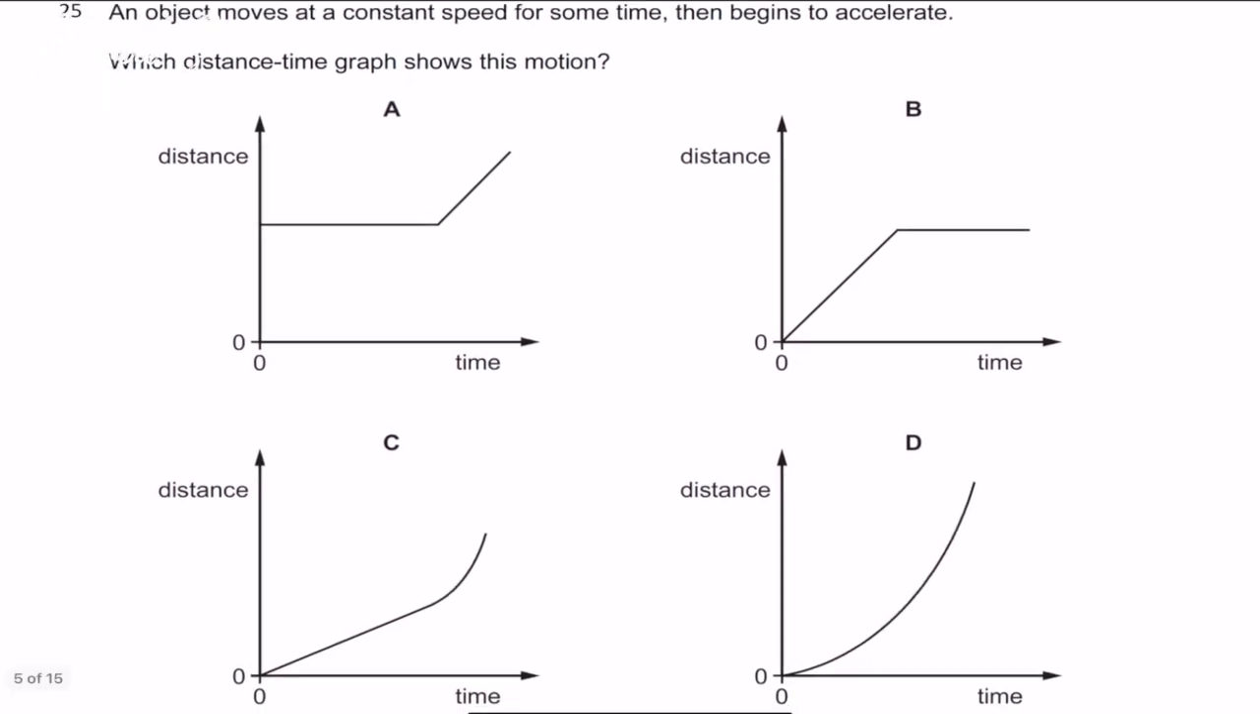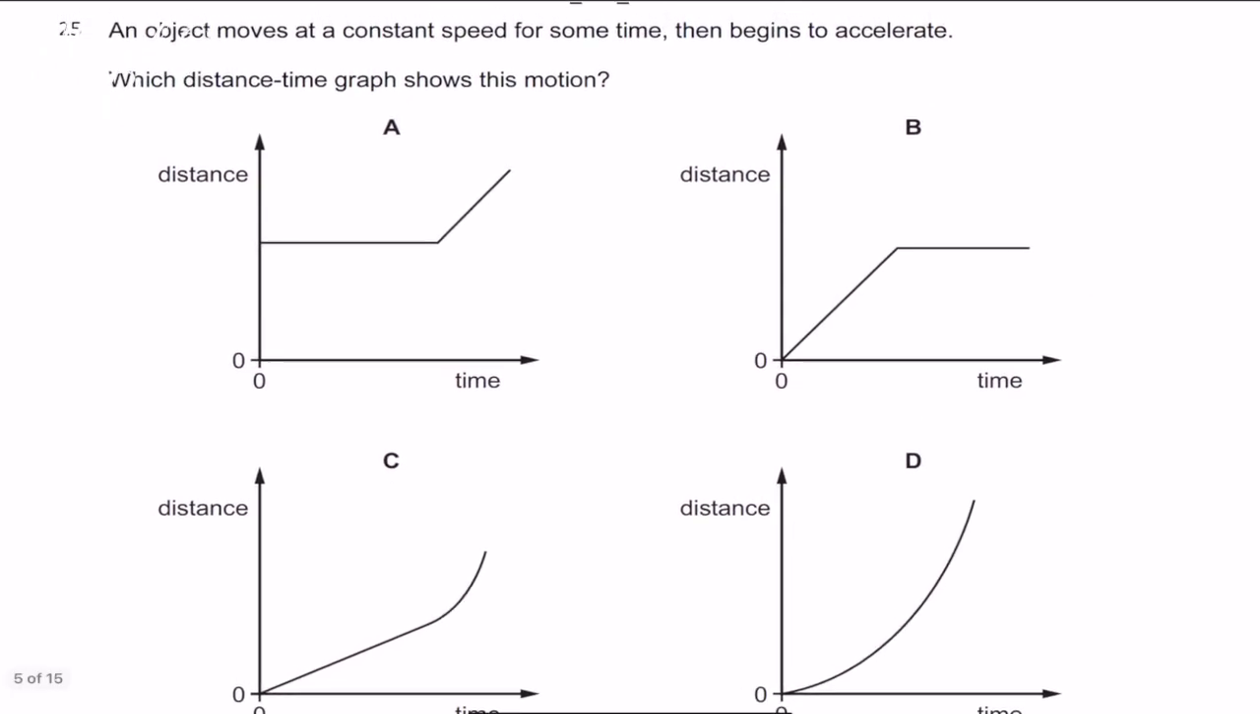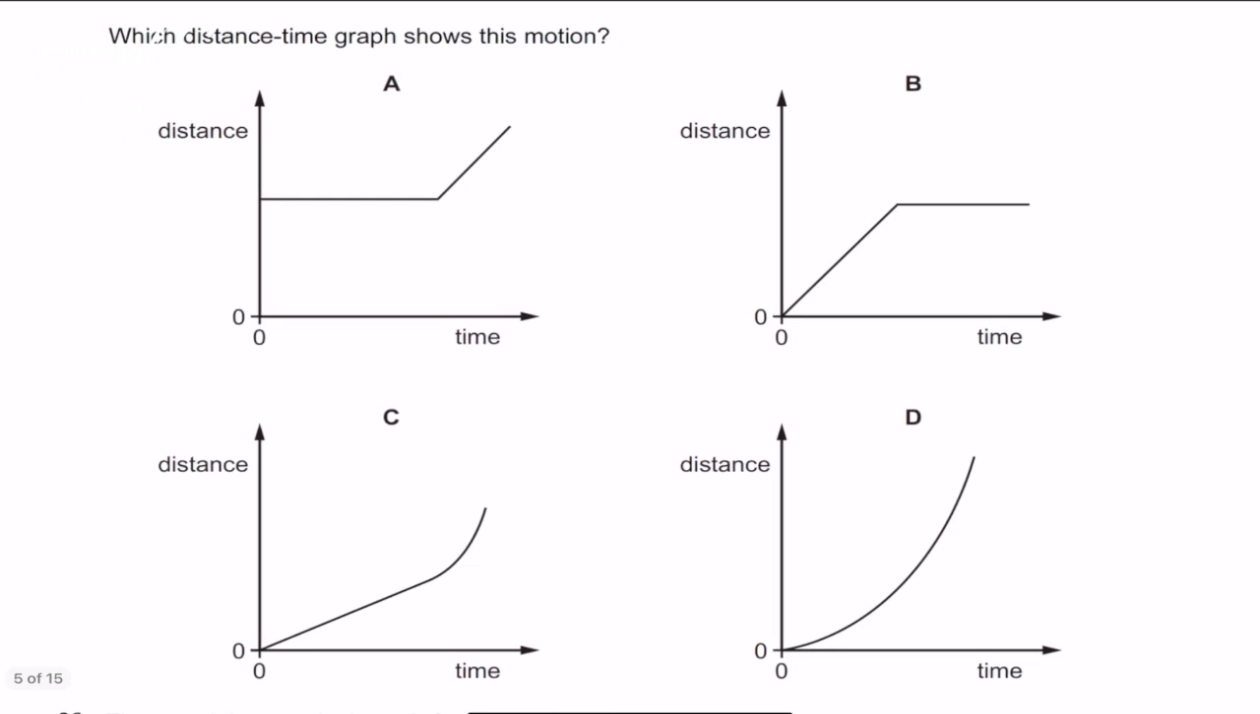In the next question, an object moves at a constant speed for some time, then begins to accelerate. Which distance time graph shows this motion? Constant speed, it means this area here. So I will not choose A, even I will not choose B.